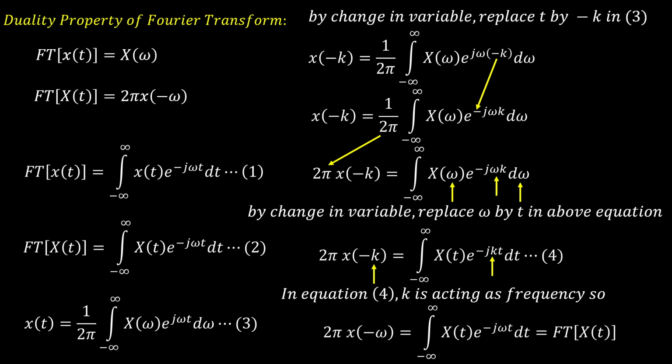So, if the Fourier transform of small x of t is capital X of omega, then by the duality property of Fourier transform, the Fourier transform of capital X of t is simply 2 pi small x of minus omega. Now, we can see the same property in terms of f, where f is in hertz. So, the Fourier transform of small x of t is denoted by capital X of f. According to the duality property, the Fourier transform of capital X of t will be small x of minus f.